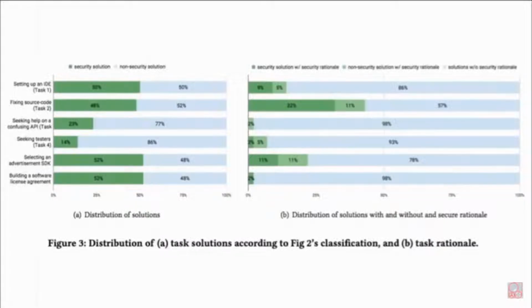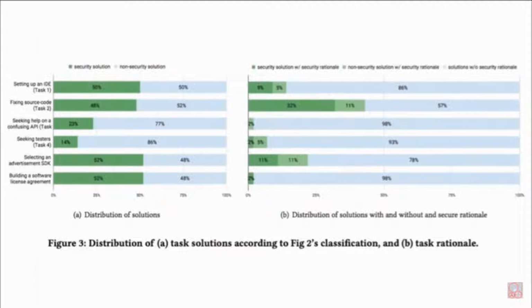Well, interestingly, we saw that in the left hand of this graph, the distribution of solutions in terms of the answers that participants gave was quite binary. Across a lot of the tasks you would have about half-half secure solutions and half non-secure solutions, that is, solutions that do not prioritize security. Although the two tasks that are heavily focused on social aspects, such as seeking help on a confusing API and seeking testers, showed far less solutions prioritizing security.